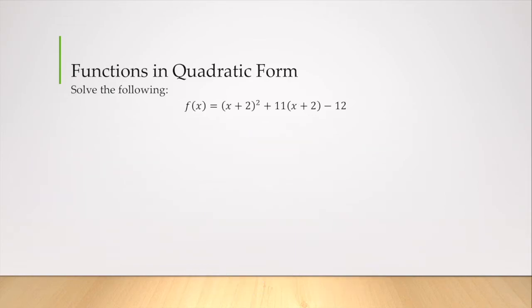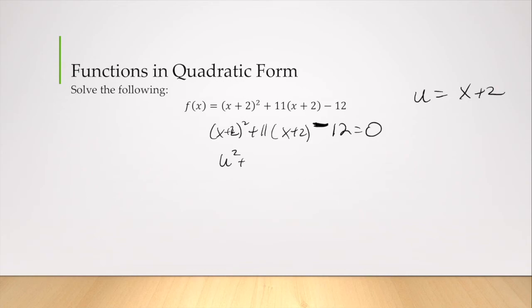Last example for this section, I have f of x equals x plus 2 squared plus 11 times x plus 2 minus 12. I'm going to set this equal to 0 first. So x plus 2 squared plus 11 times x plus 2 minus 12 equals 0. Let u equal x plus 2. So u squared plus 11, not 11 squared, just 11u, minus 12 equals 0. So what are some factors of negative 12 that add up to 11?